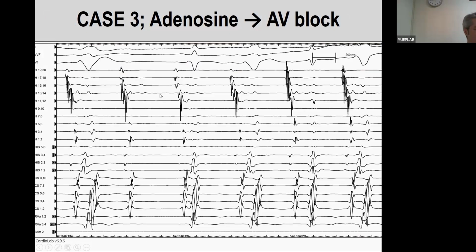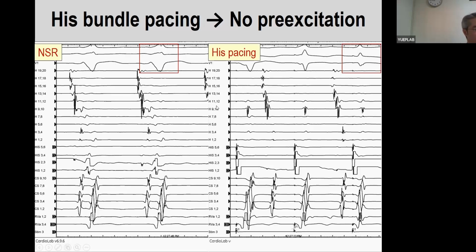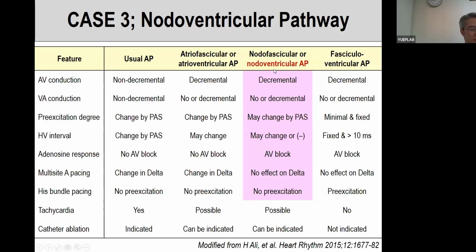We inject adenosine. As you can see, AV block appeared just after adenosine injection. Okay, we conduct His bundle pacing. This is the normal sinus rhythm delta wave. We pace the His bundle like this, and His bundle pacing made the QRS narrower. That means disappearance of pre-excitation by His bundle pacing.